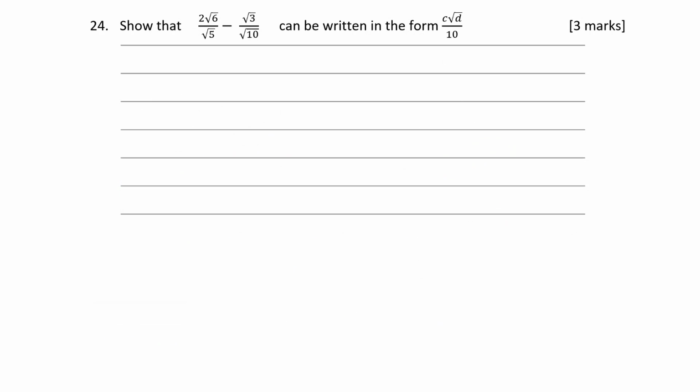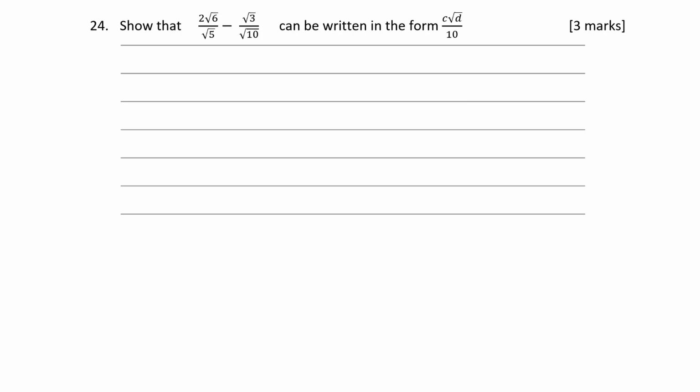Question 24. Show that 2 root 6 divided by root 5 minus root 3 divided by root 10 can be written in the form of c root d over 10, where c and d are integers. Okay, so what can we do here then? A bit similar to the problem with algebraic fractions, here we've got surd fractions. We're going to have to come up with a common denominator to work out what's going on here.